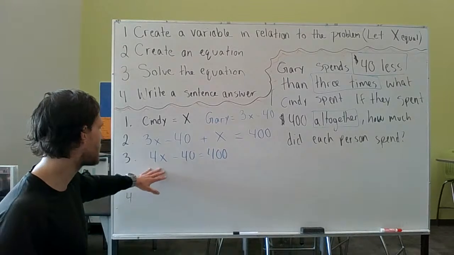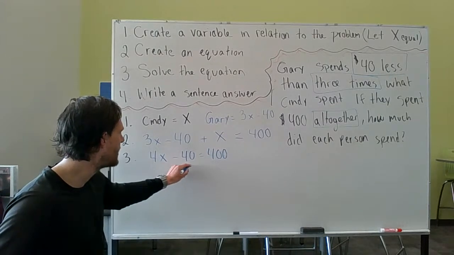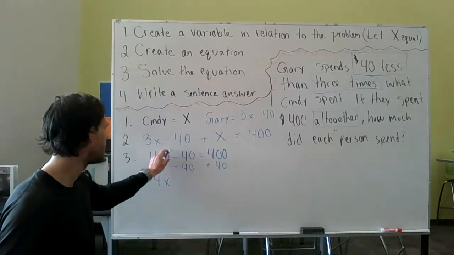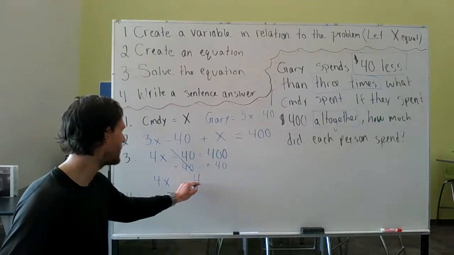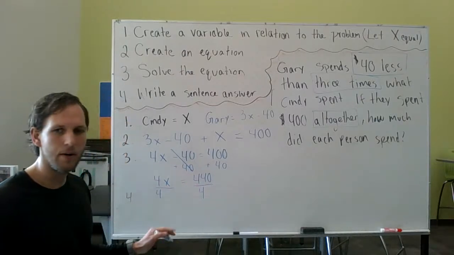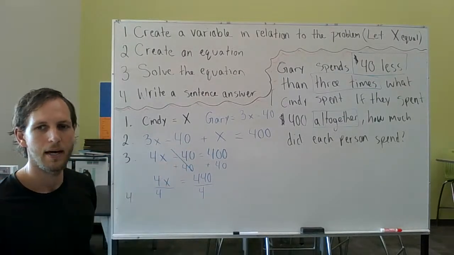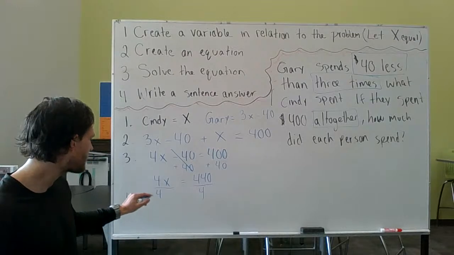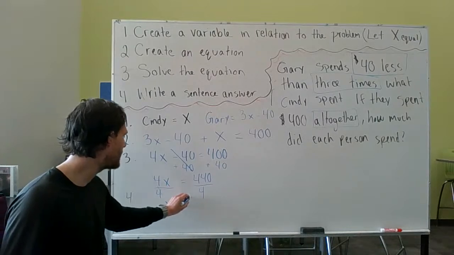Now I can solve this two-step equation. So I'm going to add 40 to each side, and I'm left with 4x is equal to 400 plus 40, which is 440. Now I'm going to divide by 4. And I know I'm going through this part really quickly. The reason being is because we've worked on this. We're building up. So if you're missing out on the steps here, you need to go back and watch some of my videos from before. I can cancel this out. 440 divided by 4 is equal to 110.